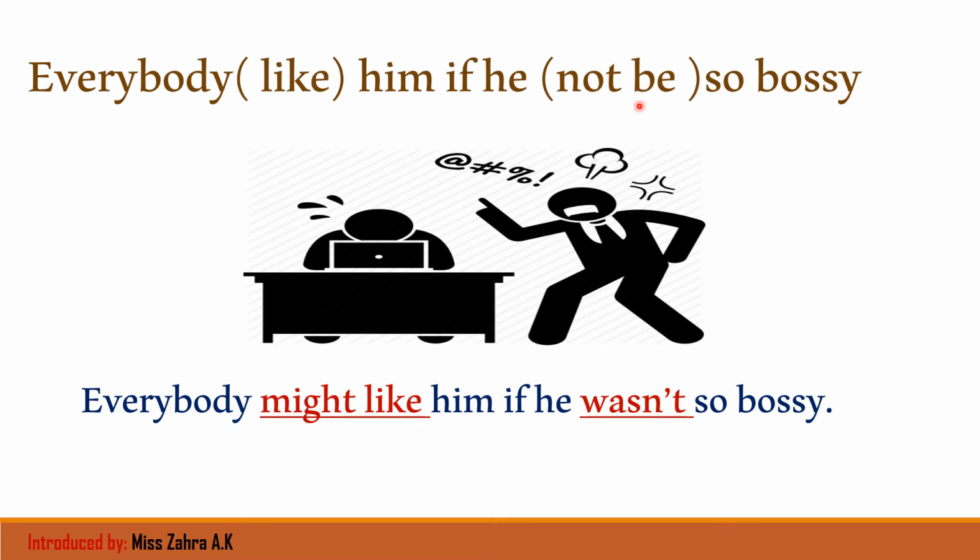We notice here a negative form. The verb be is is, are, am in the present, but here I need the past simple, so it will be either was or were. Since I have he, it changes to was. Then I put the negative after the auxiliary verb, so we say if he wasn't. We can't say if he not was. It became if he wasn't so bossy. So: everybody might like him if he wasn't so bossy.